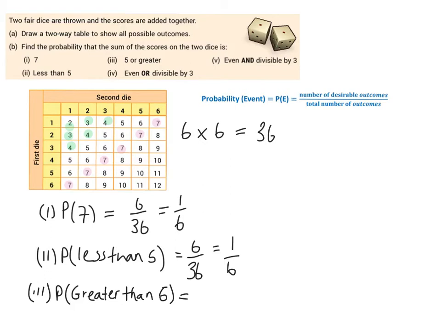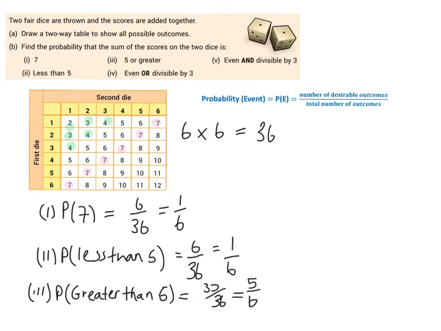Well, very simply, if 6 out of the 36 outcomes are less than 5, that means that there's 30 outcomes that are 5 or greater. So it's 30 out of 36, which is going to leave me with 5/6. And that's our probability there.